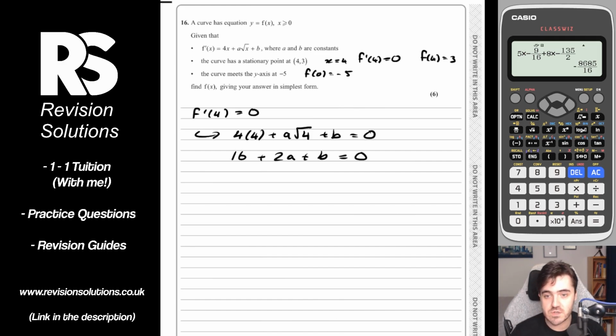Notice that's an equation in 2 variables. So to find the variables, we need another equation. We could solve simultaneous equations. The next bits of information, so f of 4 equals 3 and f of 0 equals minus 5, those are both points on the curve.